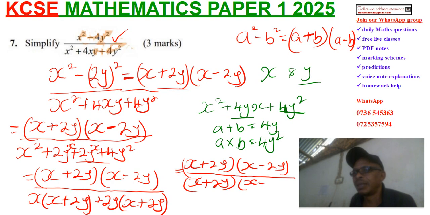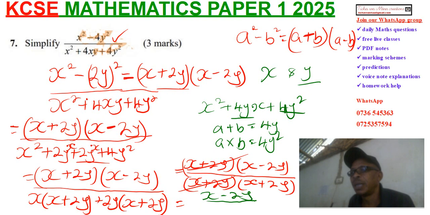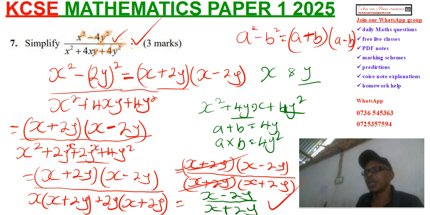So you realize that this will cancel with that, meaning our final answer, which I will write in a different color so that you can see it clearly, is x minus 2y divided by x plus 2y. You cannot go any further from there. That is the farthest you can simplify our expression, and by doing that, you get yourself 3 marks. So that's how you do that question.